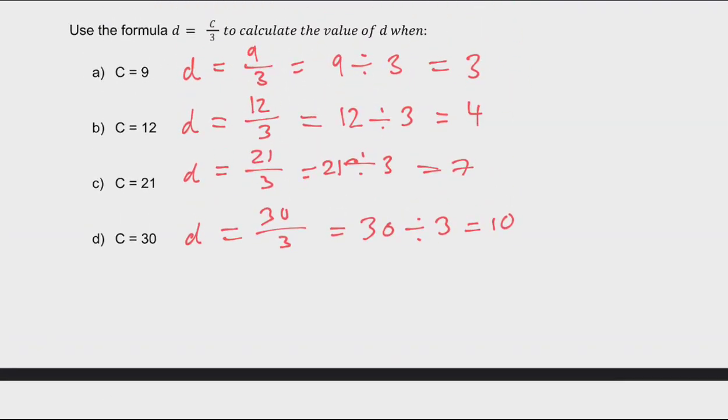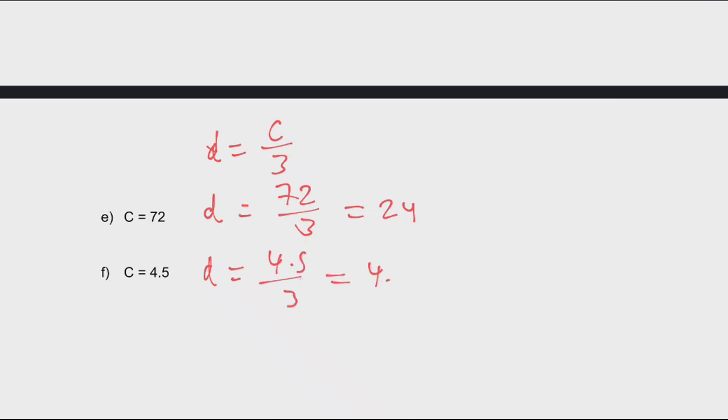Okay, so the formula was D is equal to C over 3. So what about when C is 72? Well, D is equal to 72 over 3, which is how many 3's go into 72? You've got 24. And then finally, when C is 4.5, D is equal to 4.5 over 3, which is equal to 4.5 divided by 3. So how many 3's go into 4.5? Well, it's going to be 1.5. You've got 1.5 plus 1.5 plus 1.5, which is equal to 4.5.